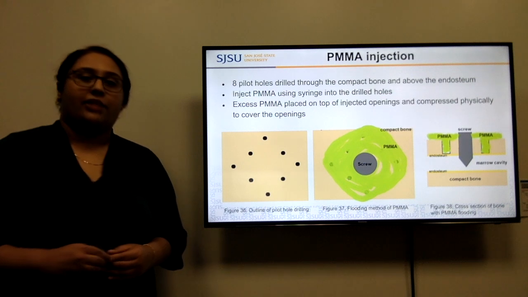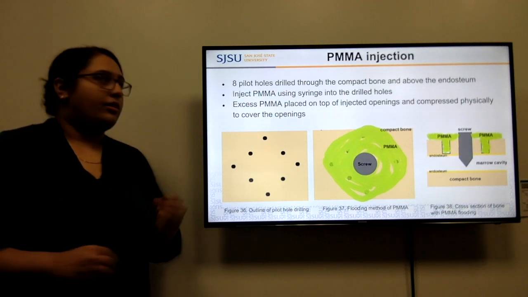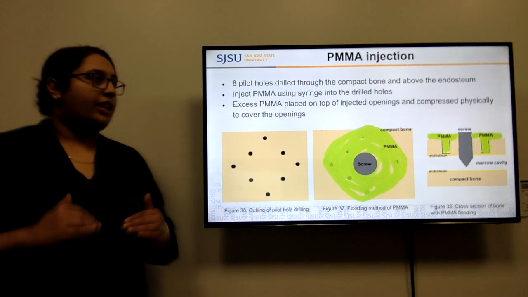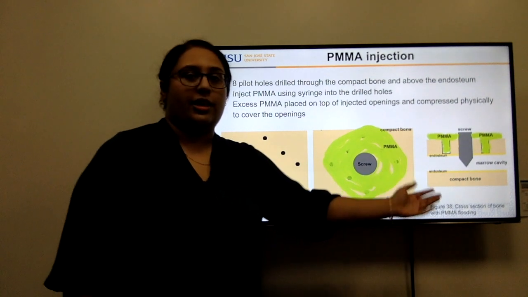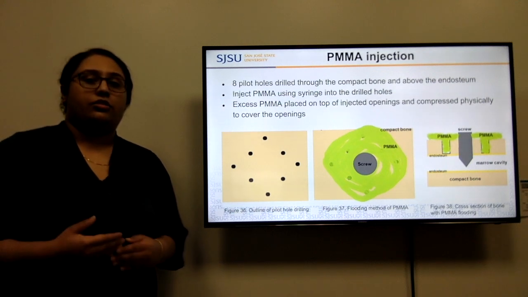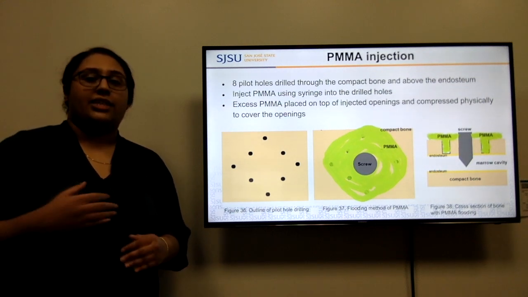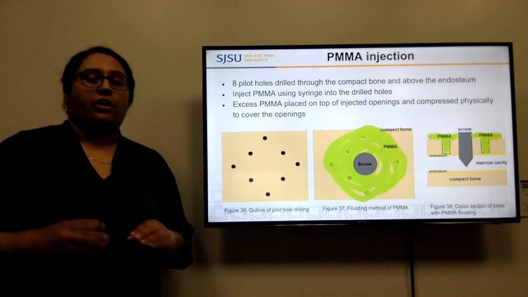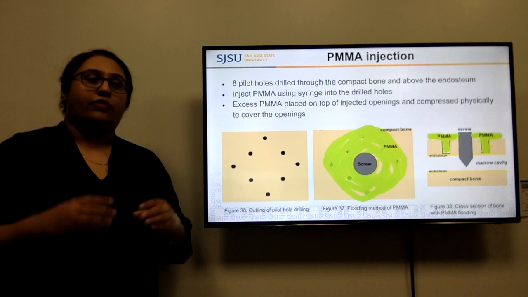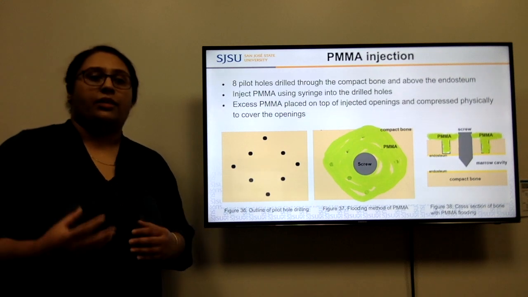And for the PMMA injection, we drilled 8 pilot holes through the compact bone, stopping just above the endosteum layer as shown in this diagram here, and then injected PMMA using a syringe into those drilled holes and then placed excess PMMA on top of the holes, injected and compressed the PMMA down to create a sort of ceramic plate.